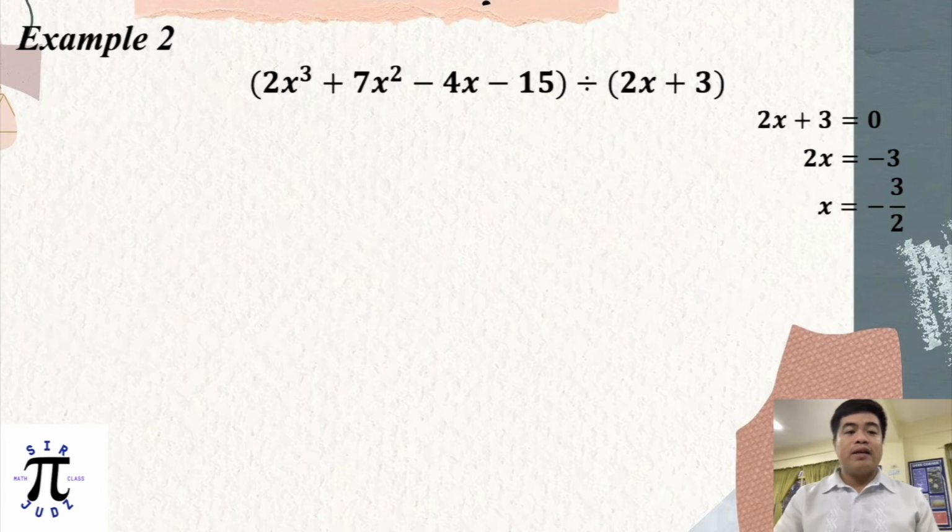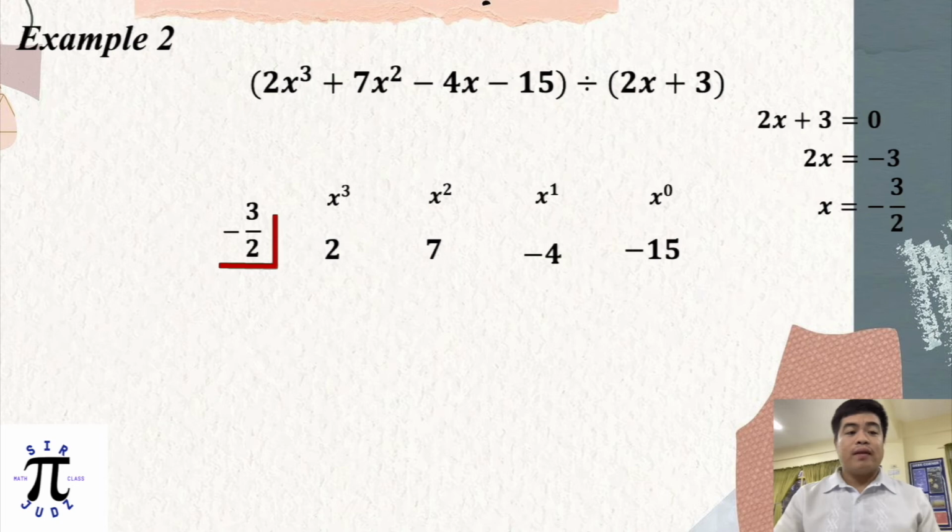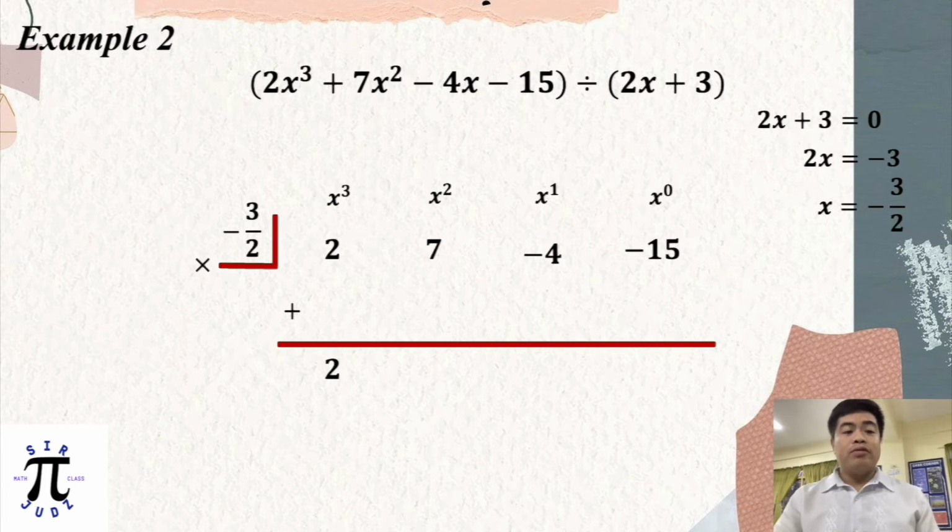And then, same process, write your highest degree, x cubed, x squared, x to the power of 0, and the value of x that you're going to use as your multiplier. Okay, so under x cubed, isulat mo ang mga constants nila. So under x cubed, you have 2, and then you have 7 for x squared, and then you have negative 4, and you have negative 15. Then your multiplier, you have negative 3 halves, and then add. So you bring down 2, multiply 2 to negative 3 halves, you will have negative 3.